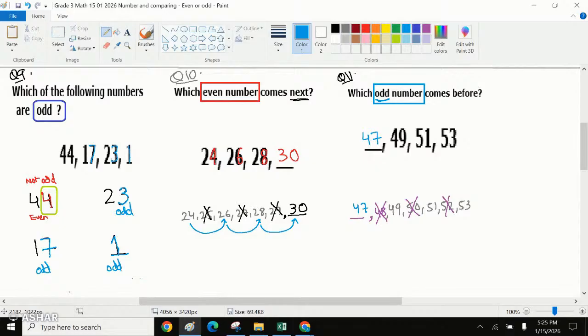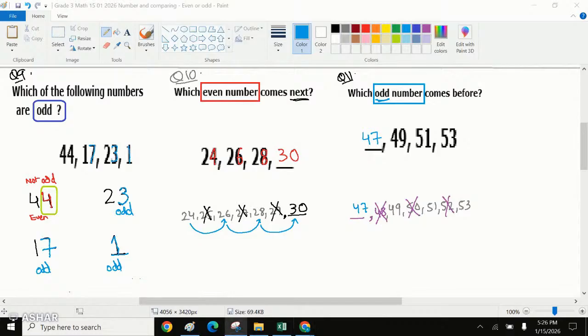Depending on the requirement, if they say even numbers, then we still move with the gap of 2. We skip one number and go to the next number, but the ending should be with a 0, 2, 4, 6, or 8. But when they are asking about odd numbers, the ending number should be 1, 3, 5, 7, or 9. Okay, move ahead. Let's look at the next question.